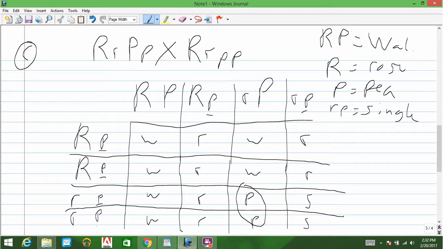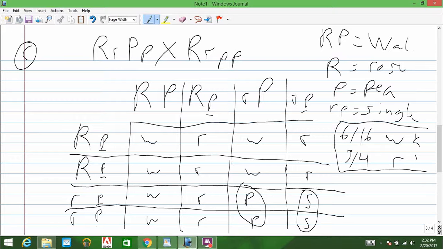Okay, so on this one we've got 2 p's. So that's going to be the recessive R and the dominant P. We've got 2 singles, which is going to be recessive, recessive. And then we've got 6 roses and 6 walnuts from here. So we got 6 out of 16, or 3/8, walnut and rose. And you're going to have 2/16 pea and 2/16 single.